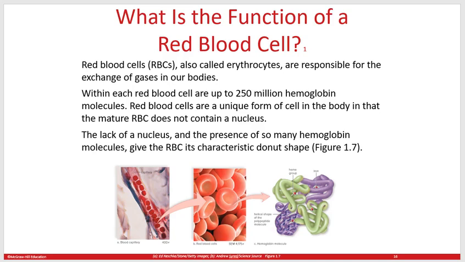Well, red blood cells, which we also call erythrocytes, are responsible for gas exchange in our bodies. Each red blood cell has about 250 million hemoglobin molecules, and red blood cells are a unique form of cell in that the mature red blood cell does not contain a nucleus. So mature red blood cells don't have DNA, they just have the things that they need. And it has like this donut shape to it.